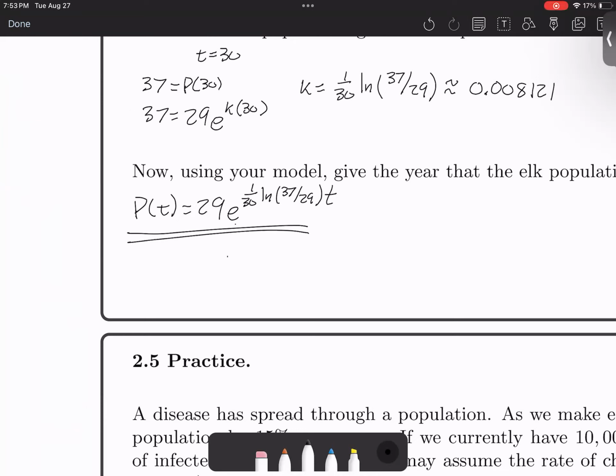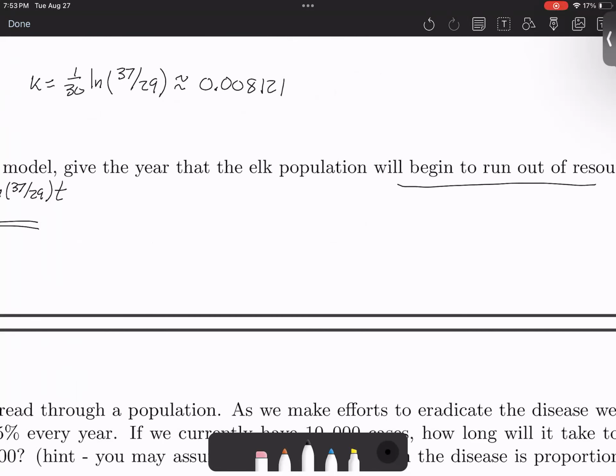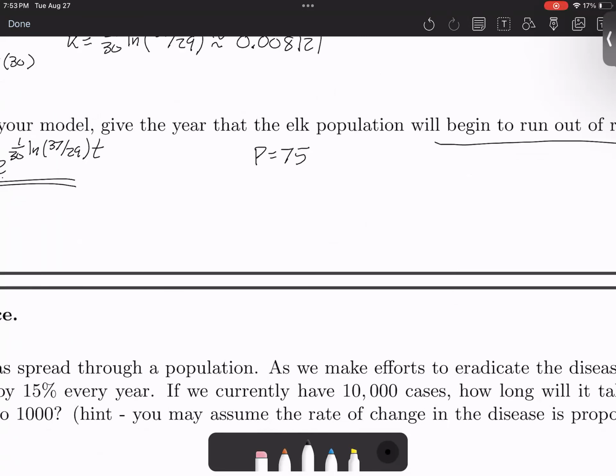And we can use our population equation to ask ourselves questions about the population. For instance, when will we run out of resources? So we could support exponential growth until the population reached 75. So let's set our population equal to 75 and then solve for when that's going to happen. 75 is equal to 29 times e to the kt.